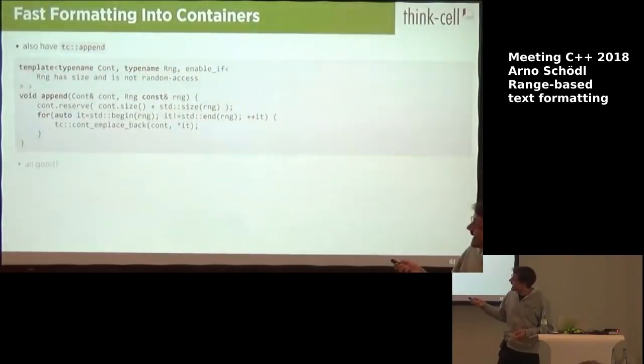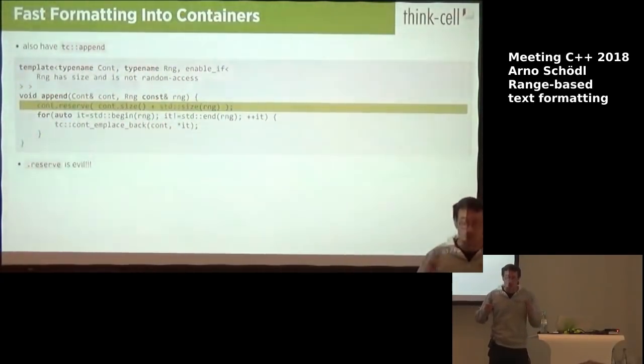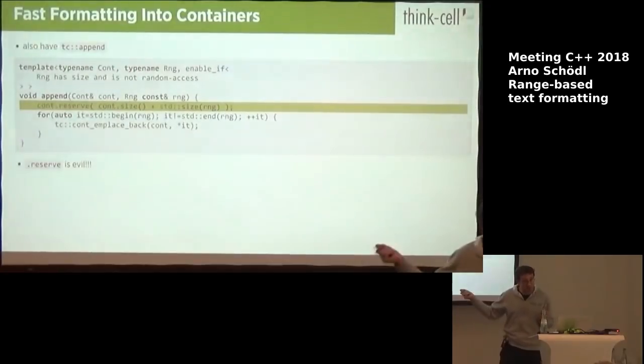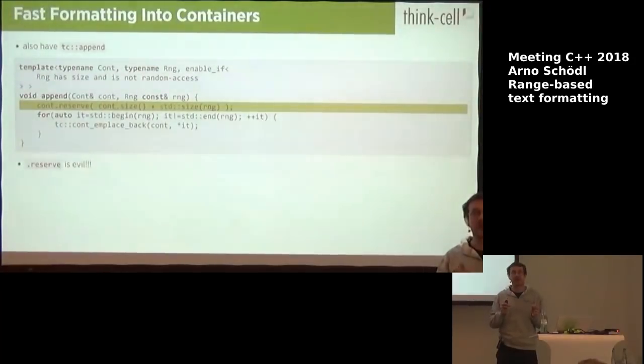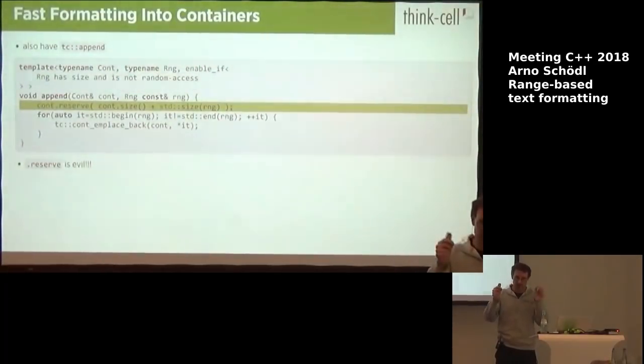And this looks good until you discover that reserve is evil. Reserve is the most horrible function I can imagine, because reserve does what you tell it to do. If you tell it to allocate 5 characters, and it only has 4, it will allocate 5 and then copy the content. So if you have code that appends a range of 1 character, and then appends another range of 1 character and another one, the container will be expanded only by 1 element at a time. And every time you copy all the elements of the container. So you get quadratic running time.